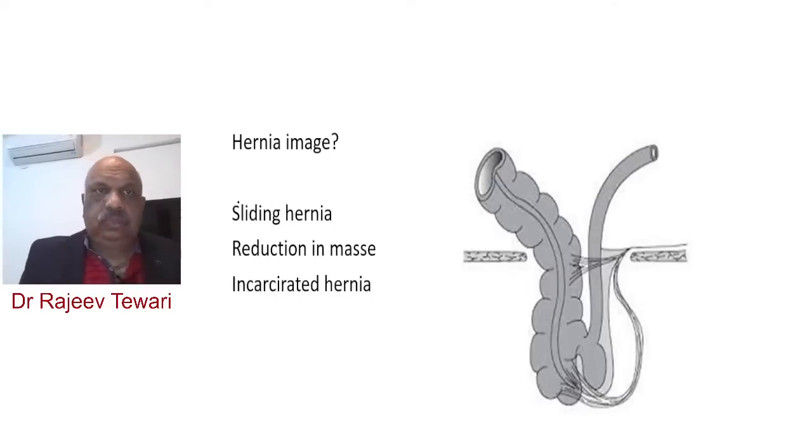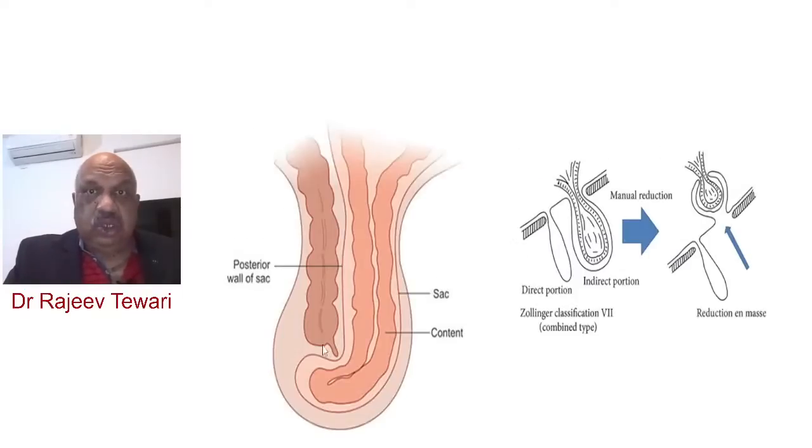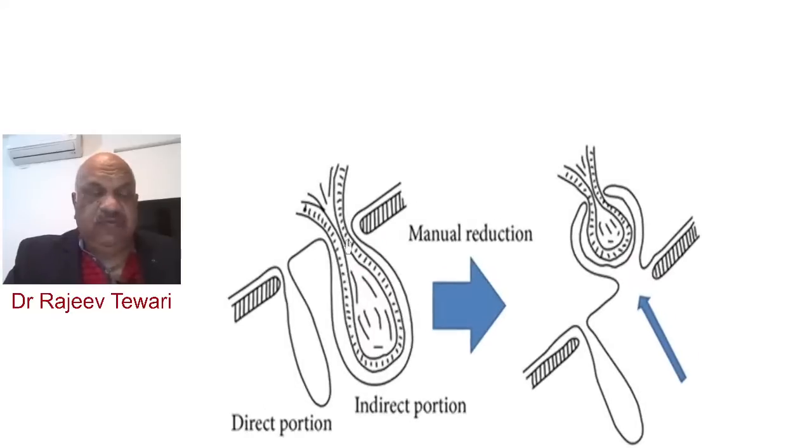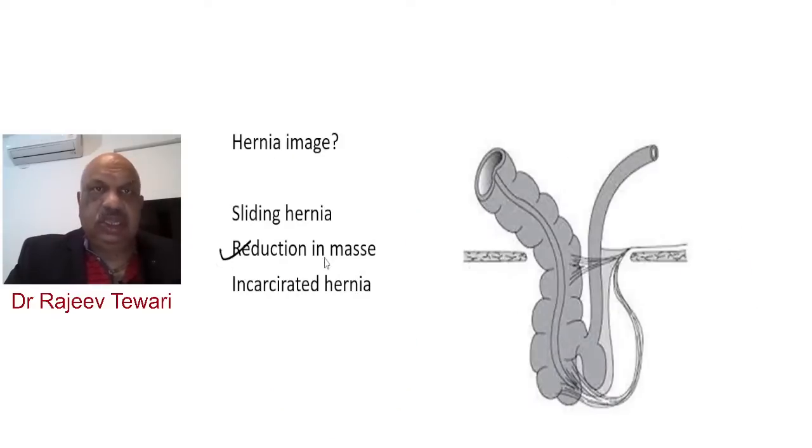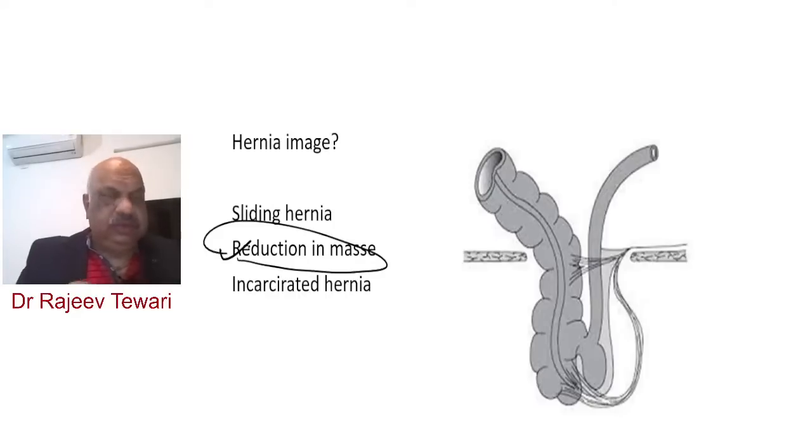So, yeah, if the hernia was reduced with the sac, then this is the answer. That's why I kept this image also. If I think the image was like this, Anushri, if it was like this, then reduction in mass is the answer. So thank you for telling me this particular option. I was under the impression that sliding hernia was asked.